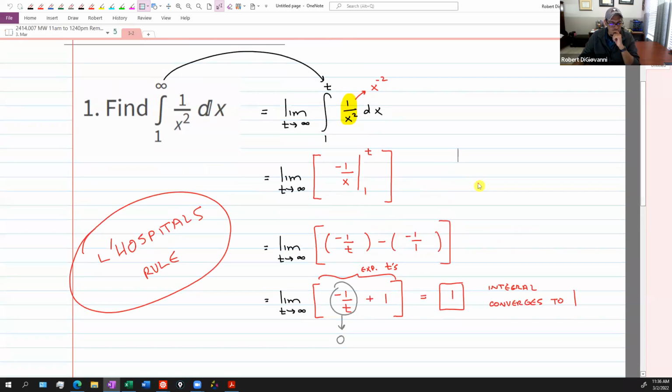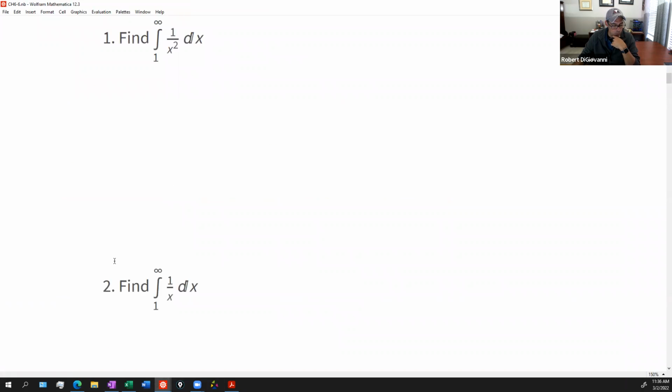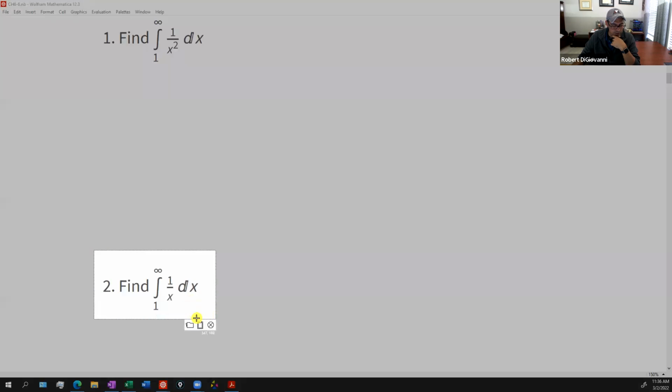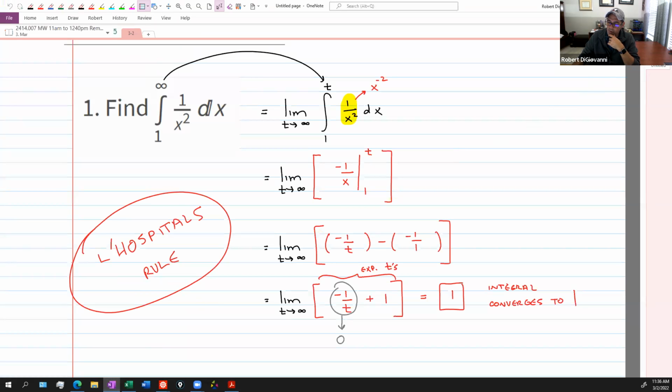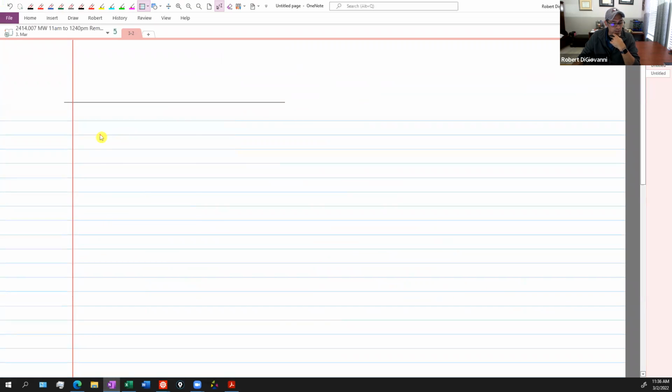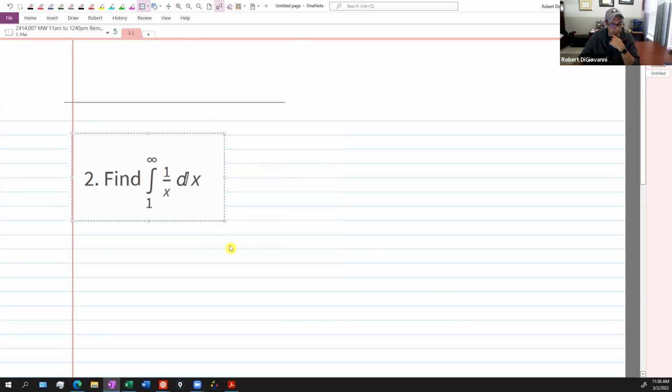All right, let's do another one. That was 1 over x squared. How about 1 over x? Very similar function, wouldn't you say? 1 over x is very similar to 1 over x squared. They kind of do the same thing, don't they? In some sense. I'll show you the graph of this first.